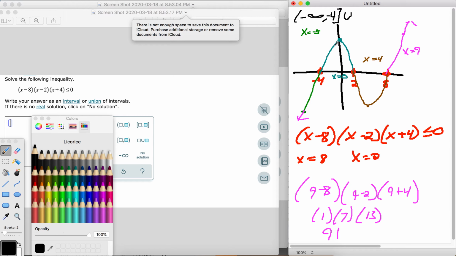Oh, sorry. From negative 4 to 2, no good, right? Because it's above the x-axis. The next place where we can pick it up is at 2. So bracket because of the line underneath. From 2 to 8, it dips below the x-axis. So 2, 8 bracket, and the other places.